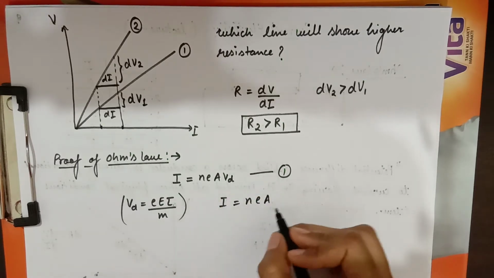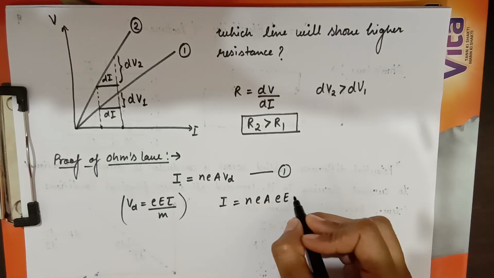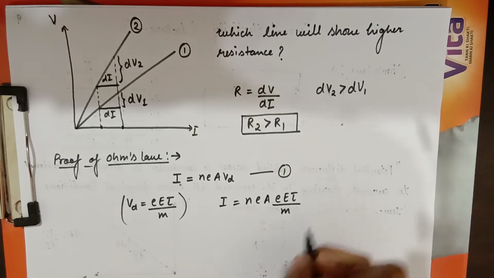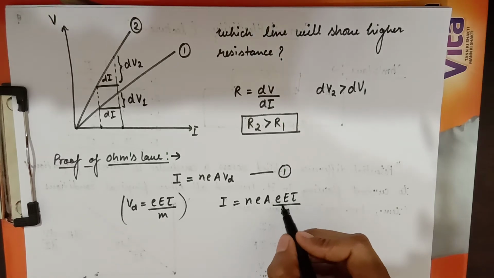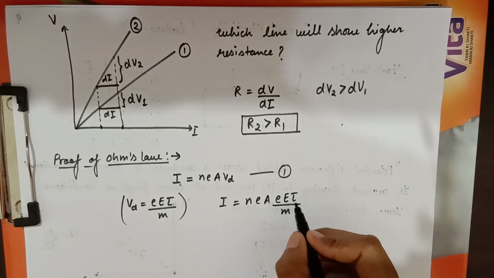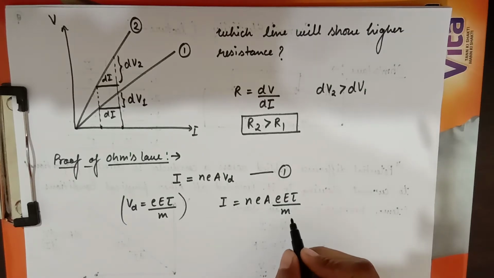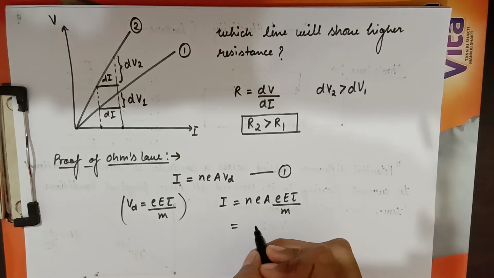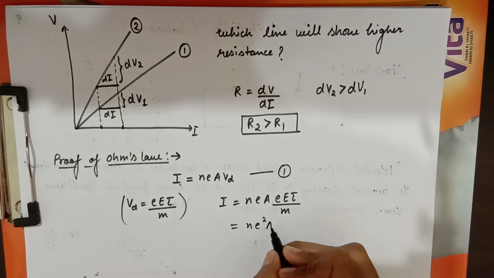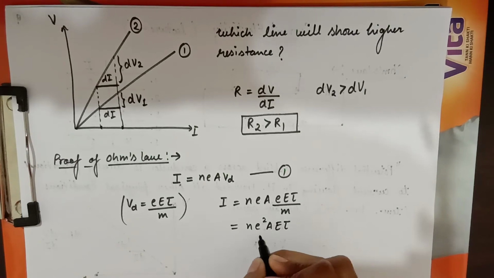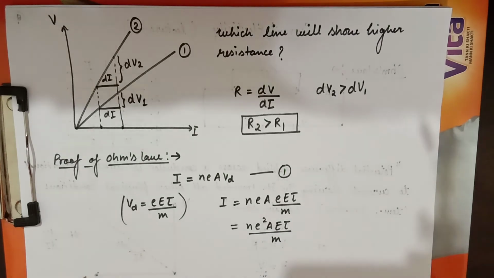In place of Vd, I will write eτ/m. e is the charge on an electric carrier, or the charge on one electron, E is the electric field, τ is the relaxation time, and m is the mass of the electron. So from here I can write it as N e² A E τ/m.